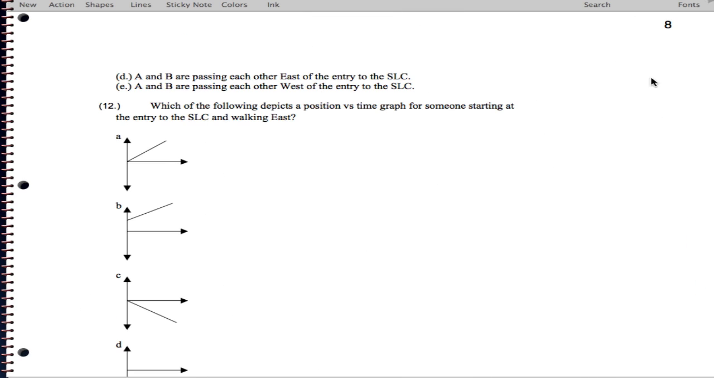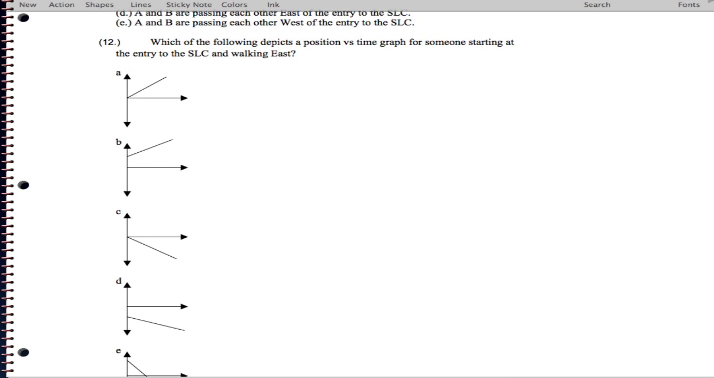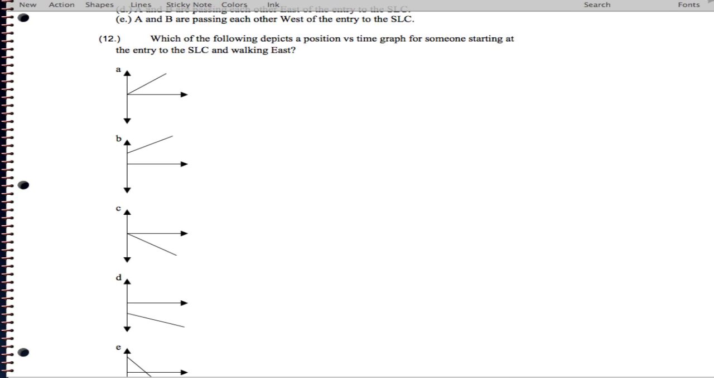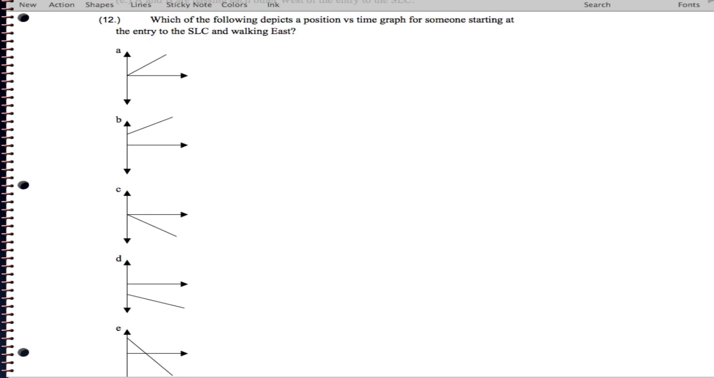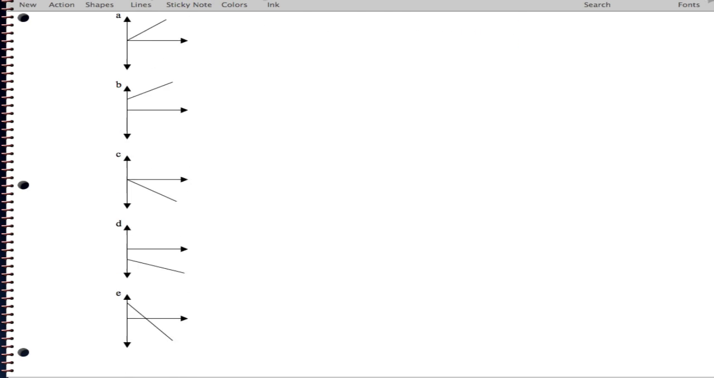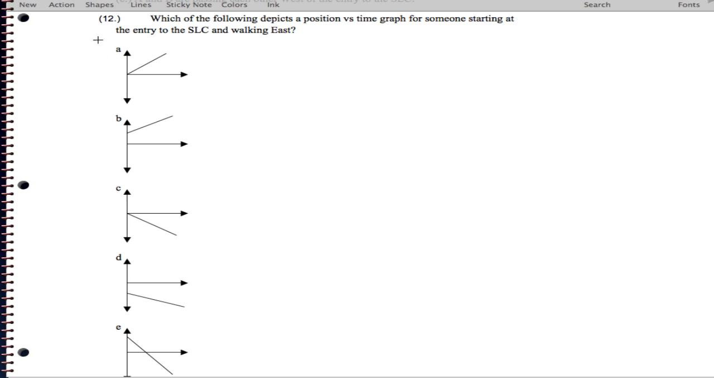So now, number 12. There were a number of choices that I accepted with this one. So it says someone starts at the entry to SLC and walks east. Actually, no. For this one, there's only one choice, and that's A.